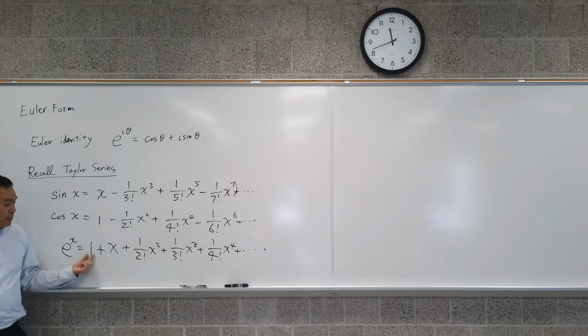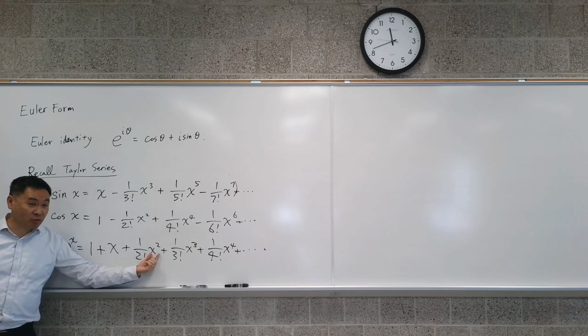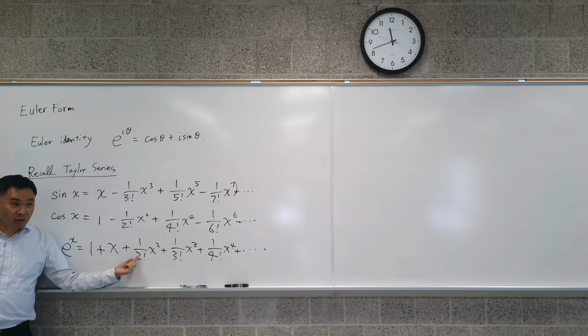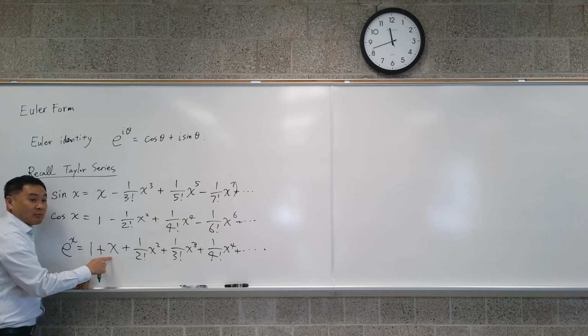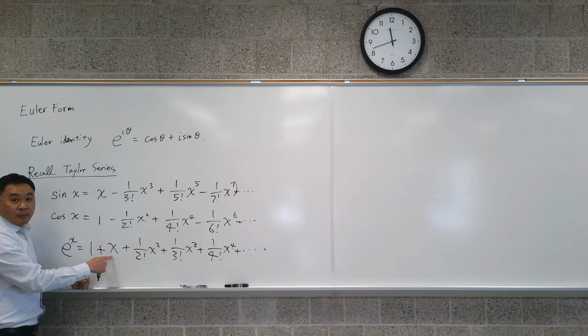So let's see. If you differentiate 1, that's gone. If you differentiate x, you get 1, right? If you differentiate x squared, 2 comes down. 2 factorial is 2. So that's just going to cancel out, and therefore, the derivative of this is going to be the same as that. You get it?